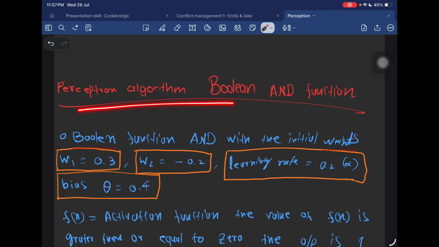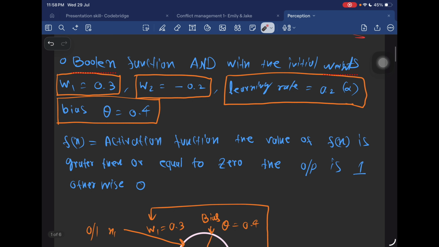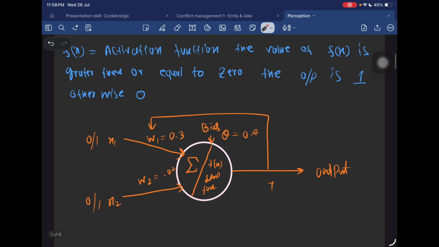Perceptron algorithm on the Boolean AND function, with the initial weights W1 0.2 and W2 minus 0.2. Learning rate is 0.2 and bias 0.4. Fn is the activation function. If the value of Fn is greater than or equal to 0, then the output is 1. Otherwise it is 0.